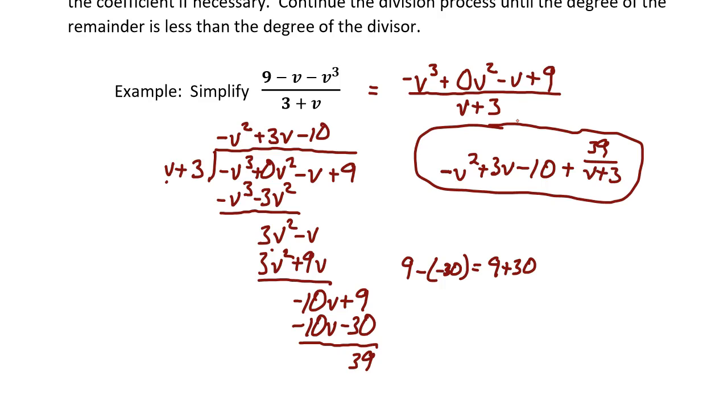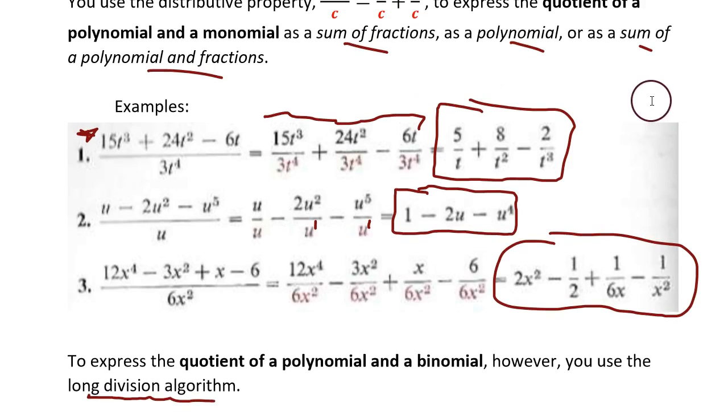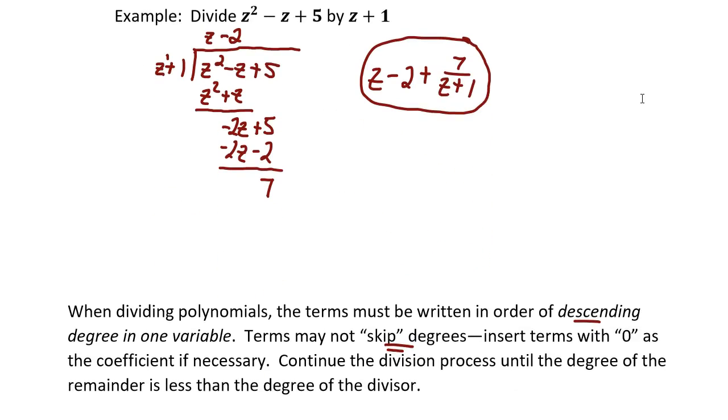Let's summarize the lesson. We reviewed how to divide polynomials. We started with dividing monomials, which are done using the distributive property. Here are 3 examples of that. Then we divided by a binomial, which is done using long division. And we looked at 2 examples of that.